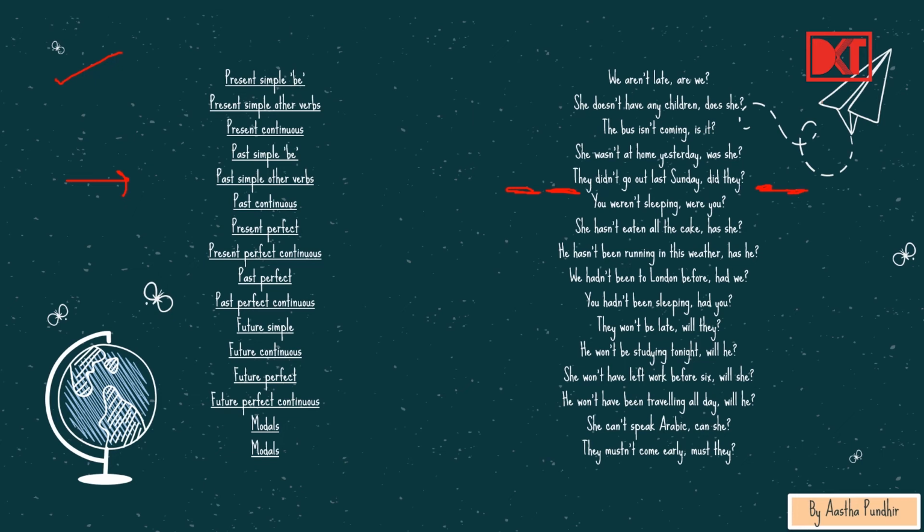Alright. Then suppose here you see future simple. They won't be late, will they? Again, they won't be late. Won't stands for will not. So here the verb is will. Again in the question tag the verb is will. The subject is they. In the question tag also the subject is they.